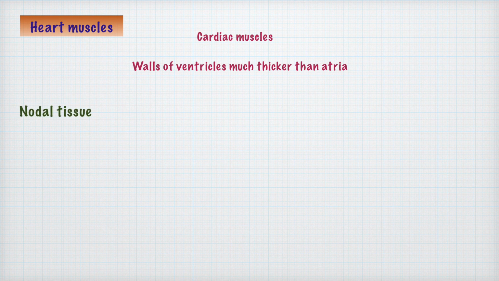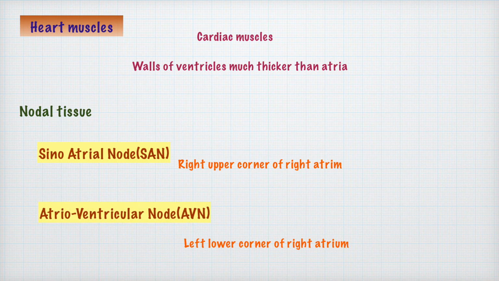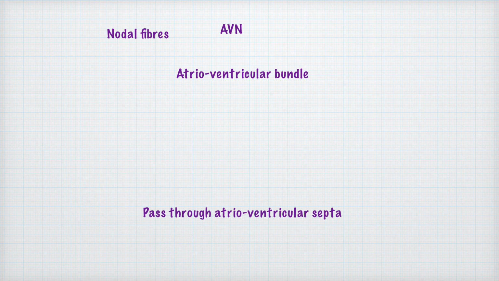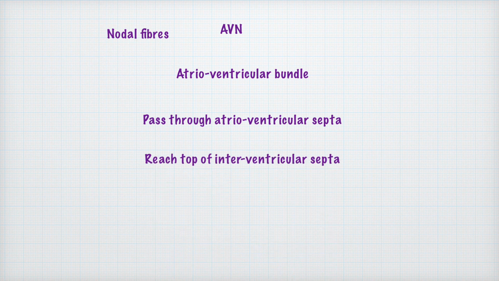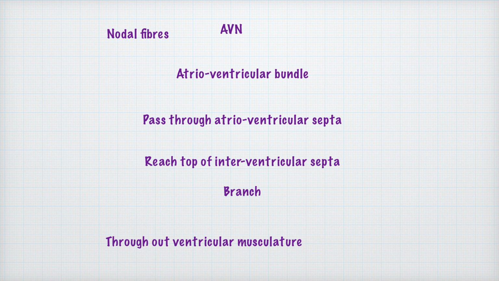A patch of this is present in the right upper corner of the right atrium, which is called the sinoatrial node, SAN, and it is also present at the left lower corner of the right atrium. It is called the atrioventricular node, AVN. A bundle of nodal fibers arises from the AVN, forming the atrioventricular bundle. These fibers pass through the atrioventricular septa and reach the top of the interventricular septa. Here they branch into right and left bundles, and many minute fibers arise from these bundles and cover the entire ventricular musculature. These minute fibers are called Purkinje fibers.